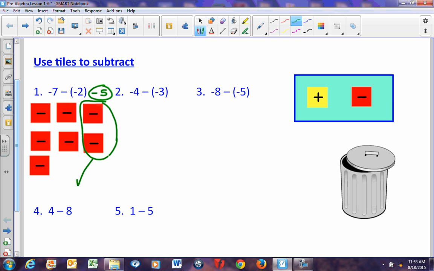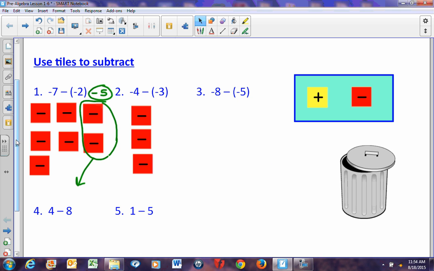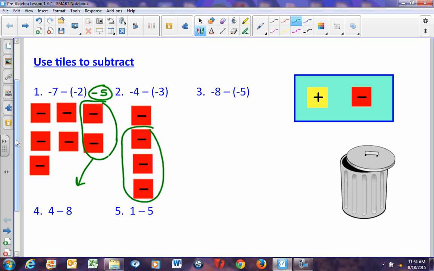The next problem here says -4 minus -3. Okay, so I'm going to start with 4 negative tiles. 1, 2, 3, 4. And I'm going to take 3 of those away. I'm going to take 3 of those tiles, and they're going to go bye-bye. Which means I'm left with 1 negative tile left. So -4 minus a -3 happens to equal -1.